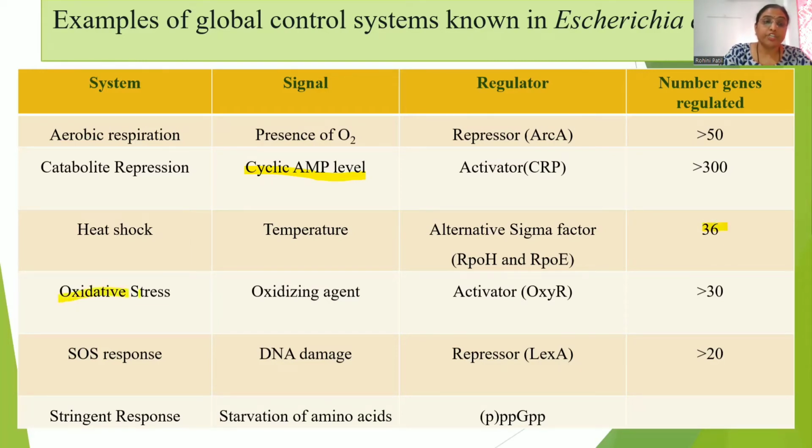Then there is oxidative stress. Oxidative stress is a global control system whose signal is an oxidizing agent like hydrogen peroxide, and here the activator is OxyR. And about how many genes? About 30 genes are regulated by this OxyR.